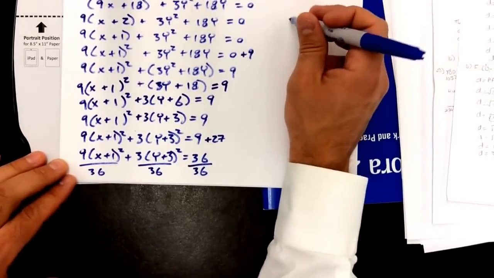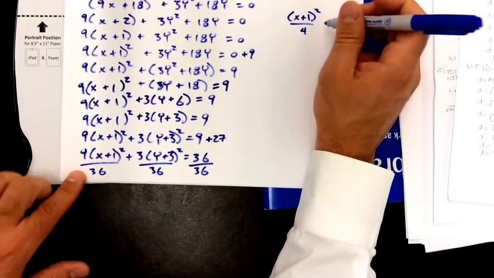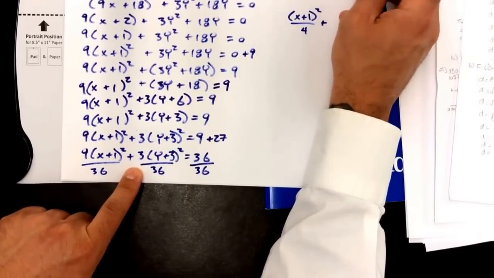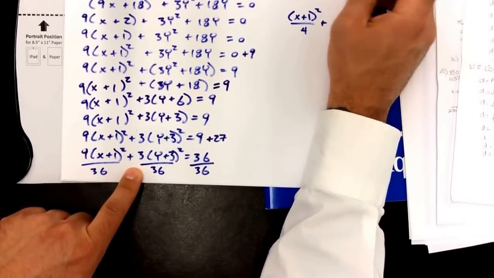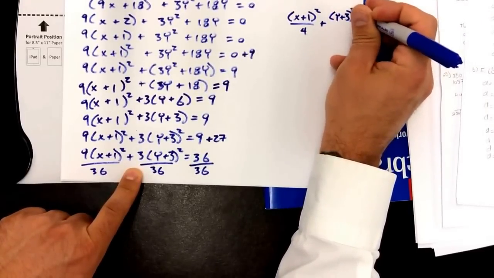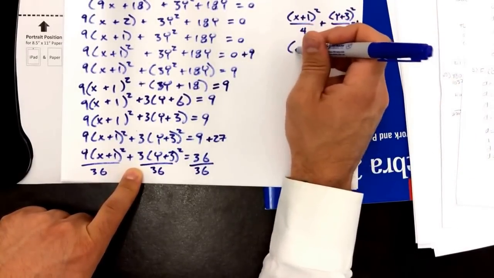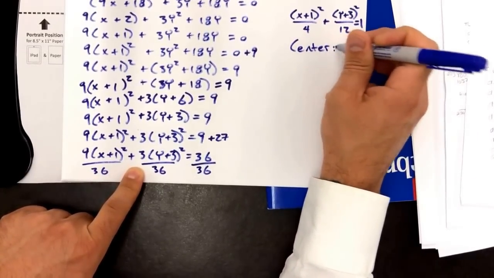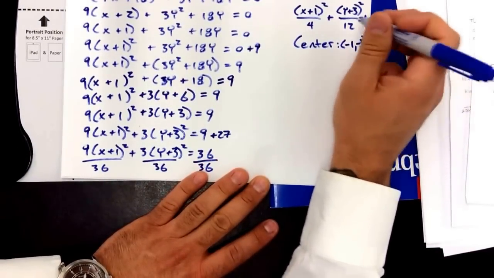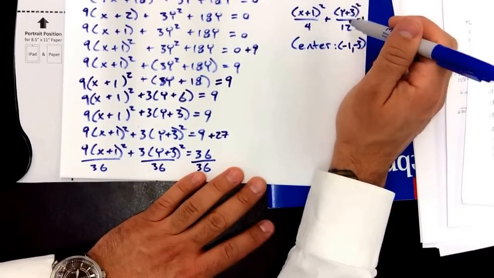So this is really going to be the same thing as x plus 1 squared over 4, plus, when I simplify this, it becomes 1 over 12. So this just becomes y plus 3 squared over 12 equals 1. So my center on this is going to be -1, -3. Notice that the larger number is under your y, so that means this is a vertical ellipse.